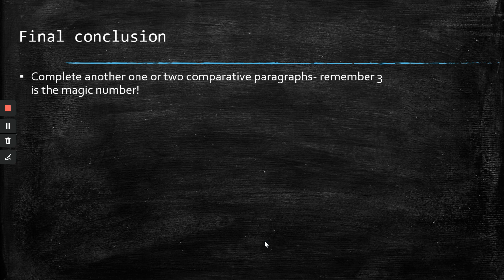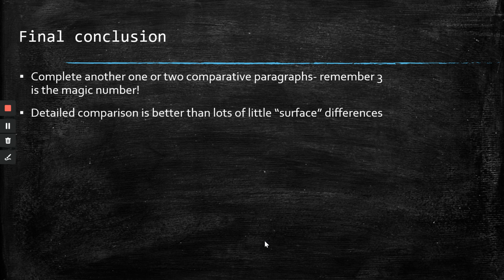Okay, 3 is the magic number. However, if you haven't got time to write 3 comparisons, okay, getting those comparative paragraphs in, making it detailed, is a lot better than a lot of little surface differences, okay? Rather than going, one poem says this, one poem says that, if you can go into real detailed comparison and think about the depth of your ideas, you are going to get a lot higher marks. So although 3 is the magic number, if you can only manage another 2 comparative paragraphs, you've got a lot of information there still, and that is perfectly fine.